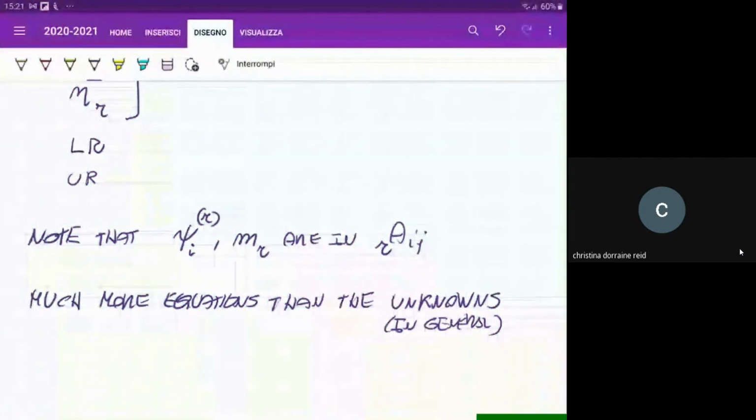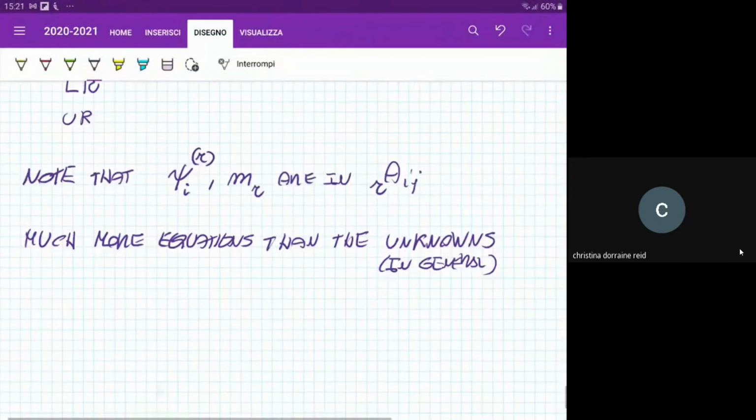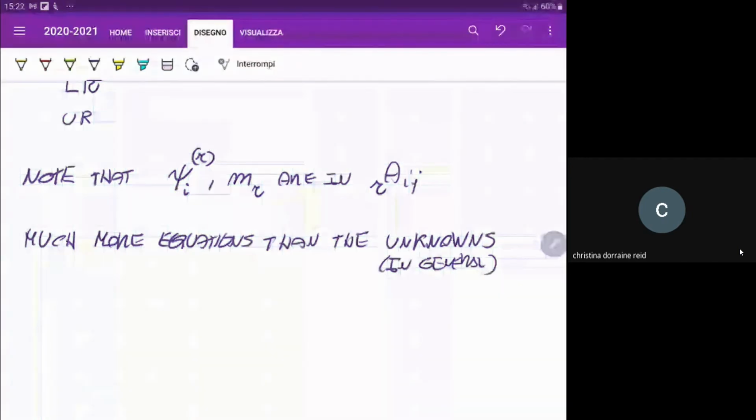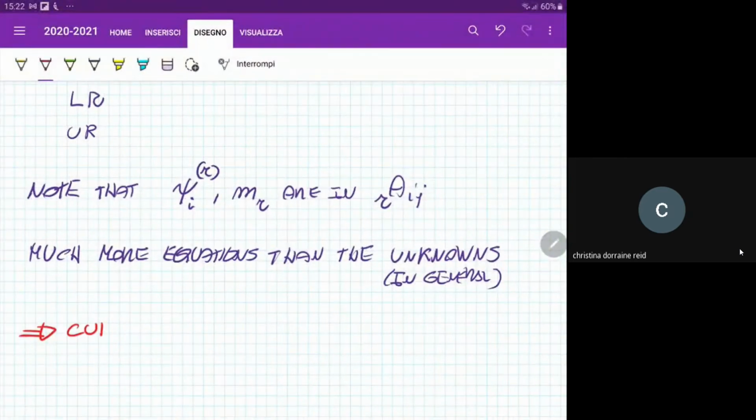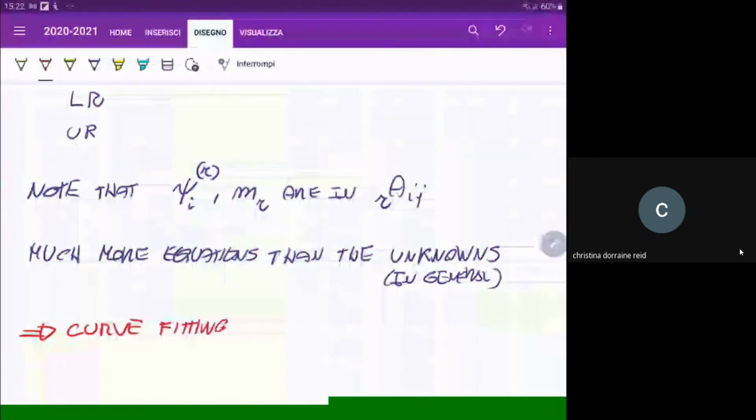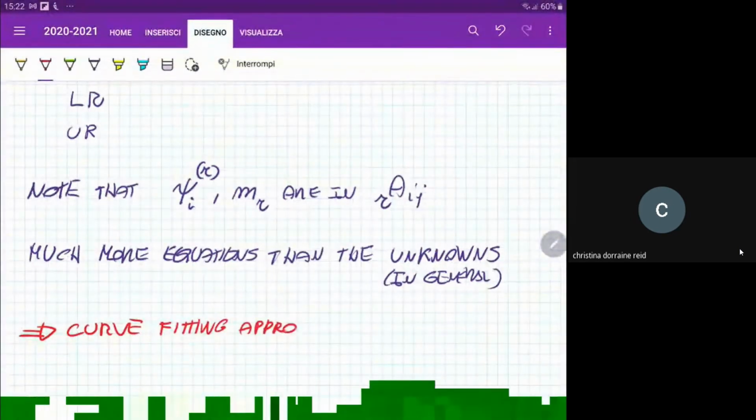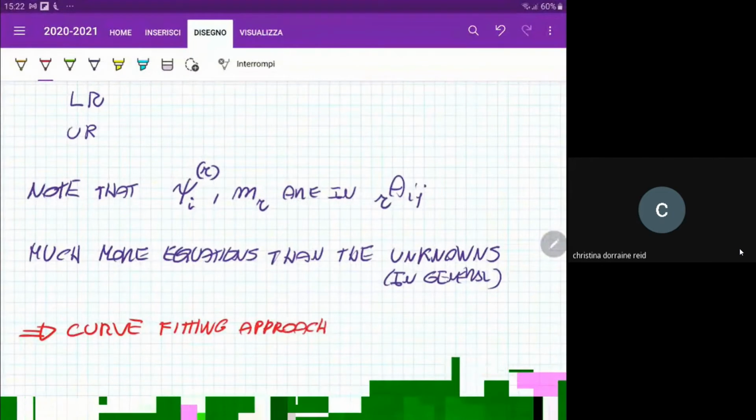And thus, we have a curve fitting procedure that is required to estimate your model parameters. So what is called a curve fitting approach is used.